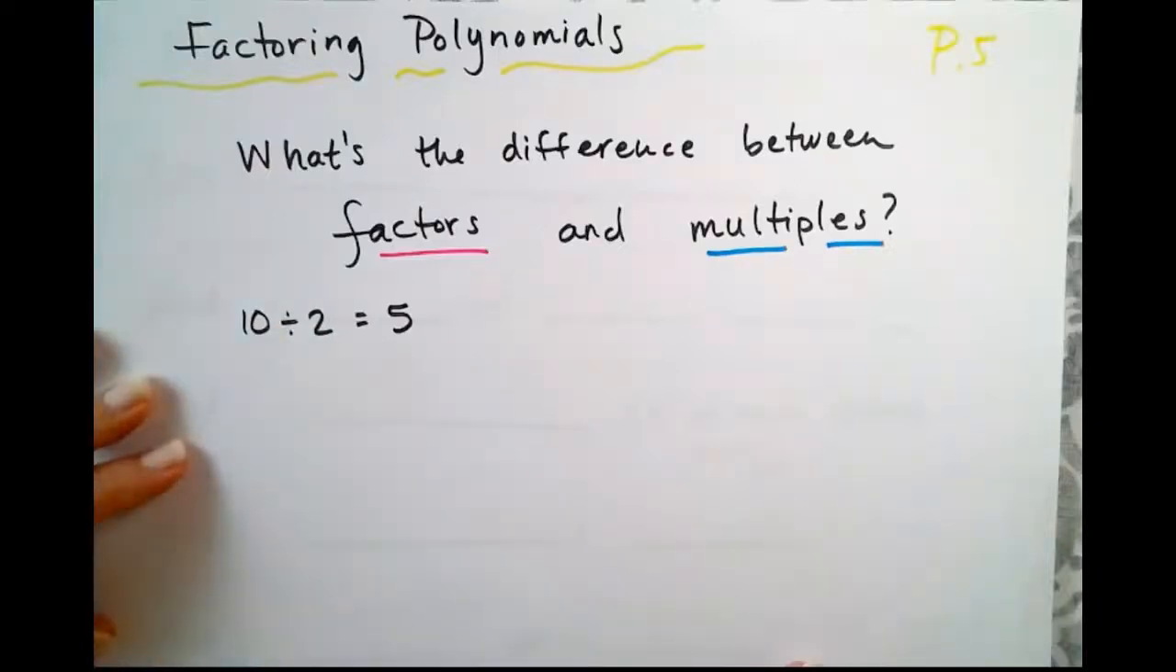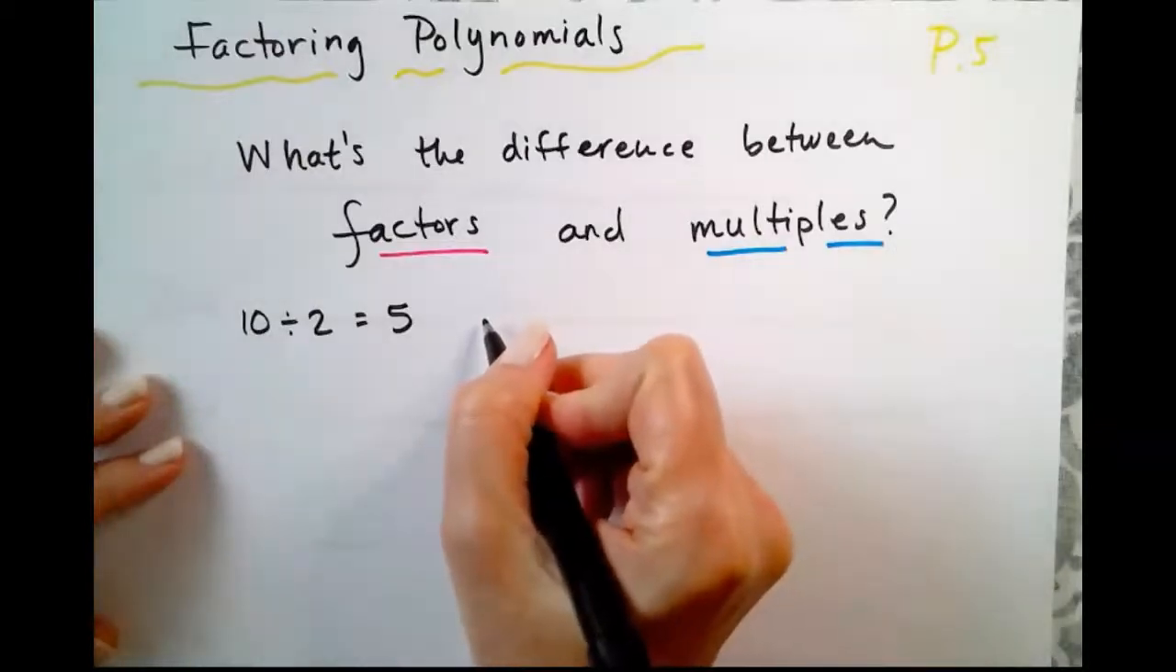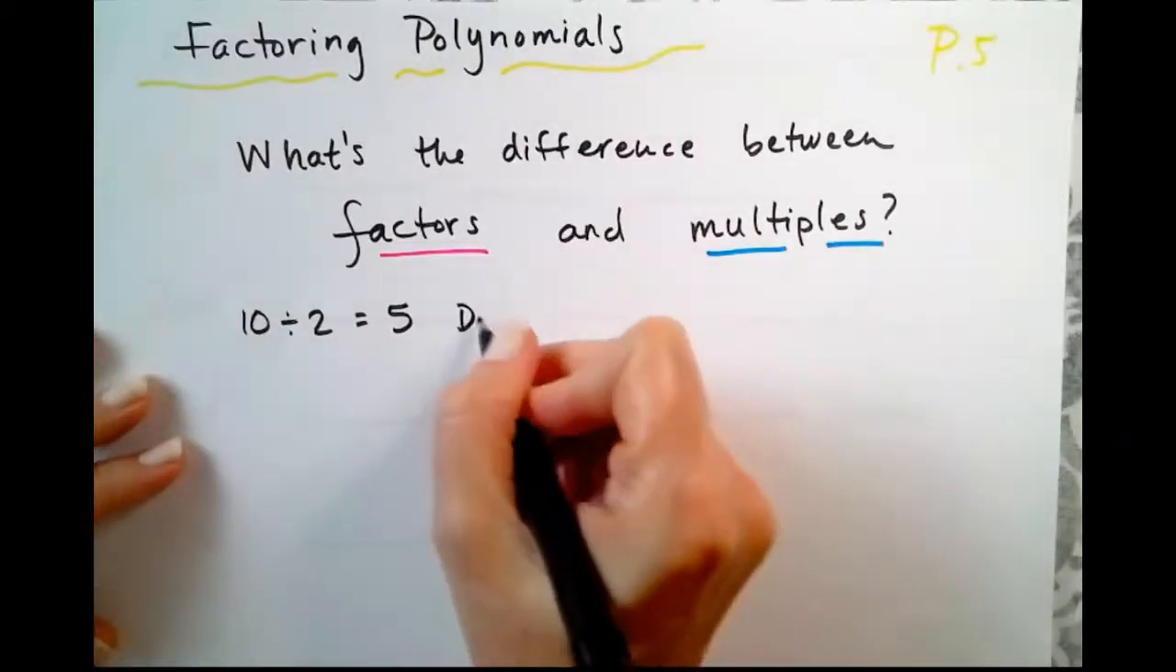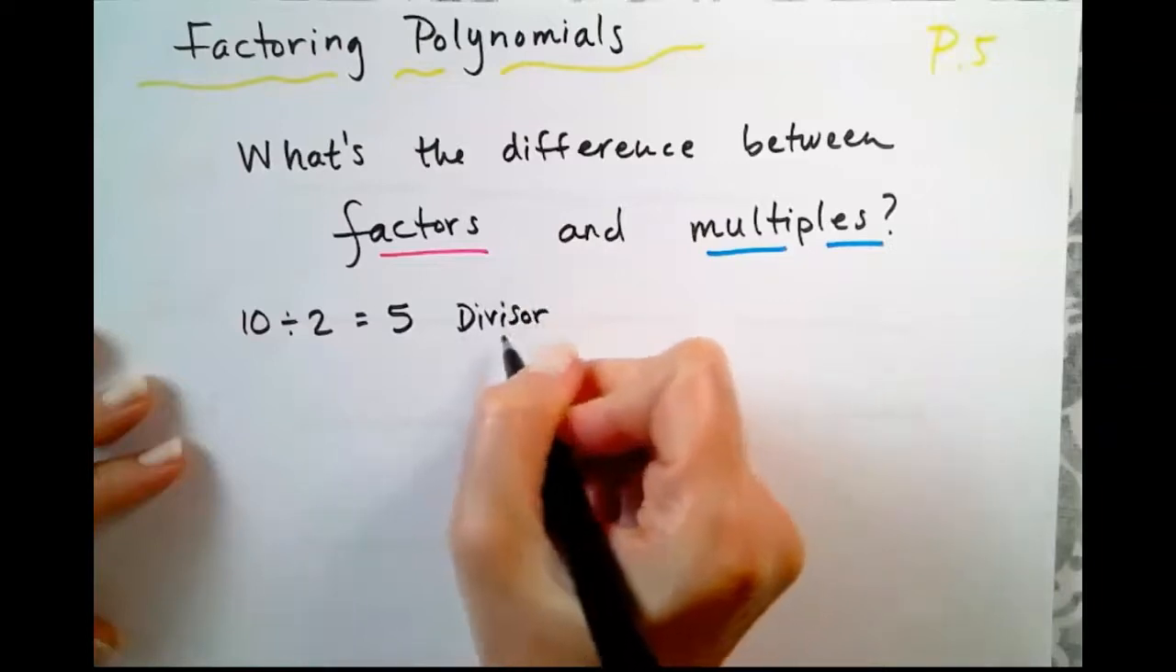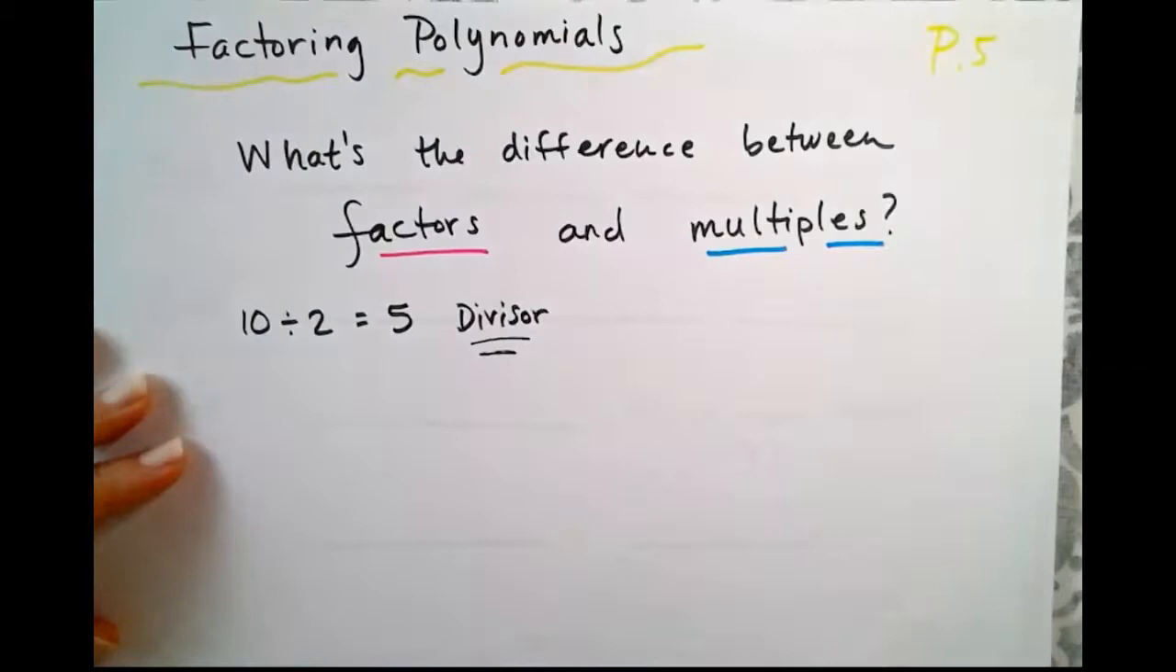You did these in elementary school. These are fact families. So another word that we could use for factor is a divisor, which of course is indicating that you do need to divide.